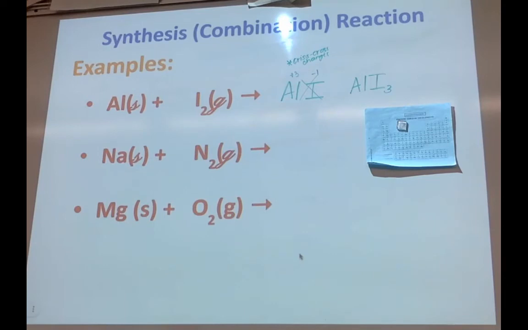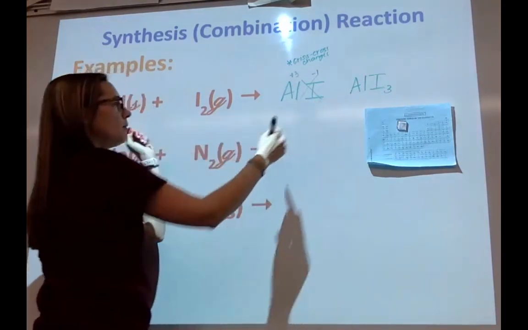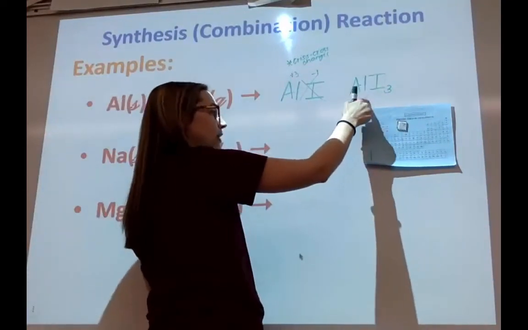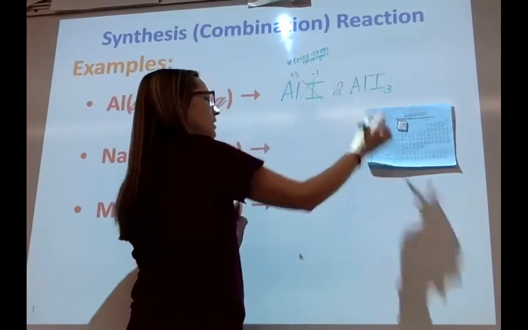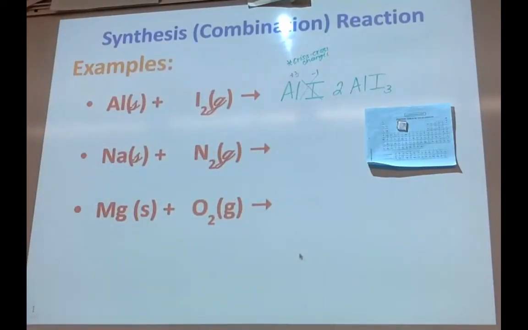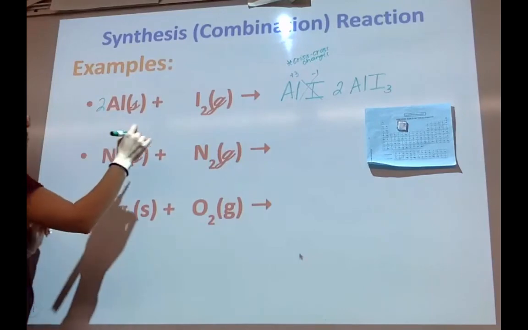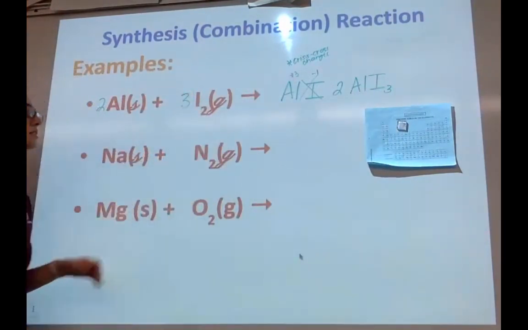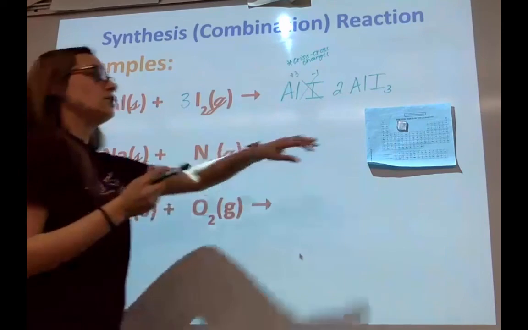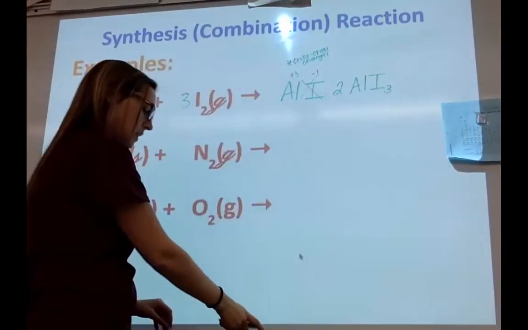And now you could go through and you could balance the equation. 1 aluminum, 2 iodines, 3 iodines. Right? You could go through and say, all right, odd number, I need to make it even, so I'm going to double it. Now I need 2 aluminums. 2 times 3 is 6. I need 6 iodines. A synthesis reaction is when you combine 2 elements to form something new.